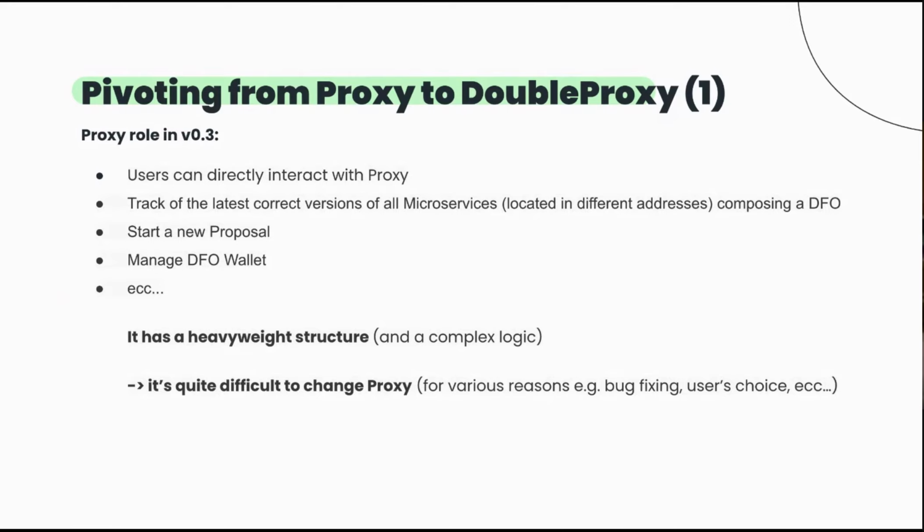The proxy in the 0.3 also keeps track of the latest correct versions of all the microservices that effectively compose a DFO. It can start a new proposal, it manages the wallet, etc., etc. And it has a really heavyweight structure, and it's quite difficult to change the proxy.